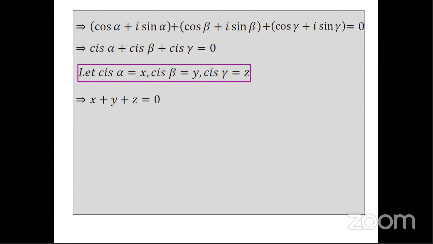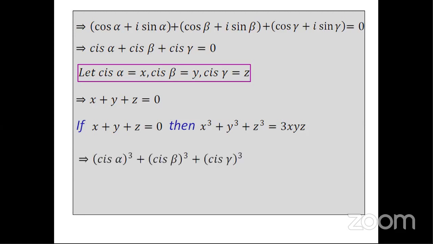Now we have one condition in polynomials, children. If you can recollect from your previous classes, the schooling, isn't it? If you have x plus y plus z is equal to 0, then you can always write x cube plus y cube plus z cube is equal to 3xyz, right? So this means cis alpha cube plus cis beta cube plus cis gamma cube is equal to 3 cis alpha, cis beta, cis gamma. We have just substituted x, y, z in this formula.